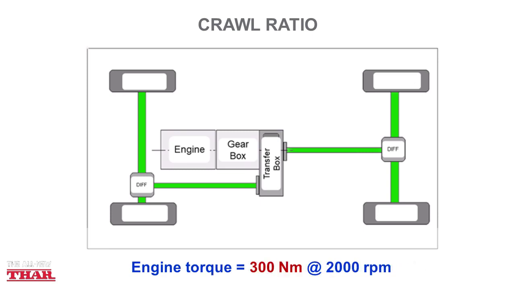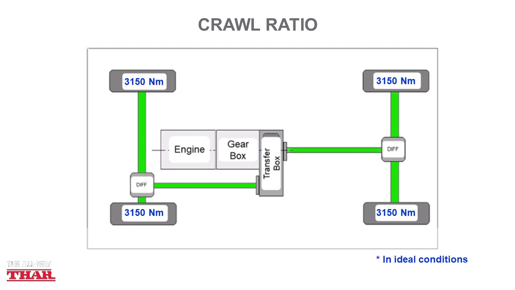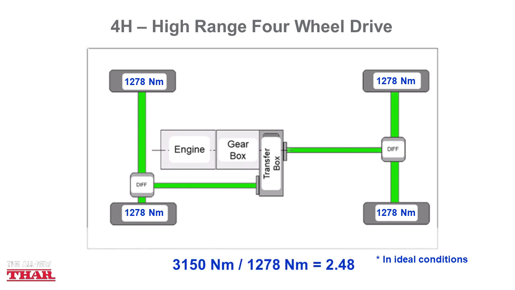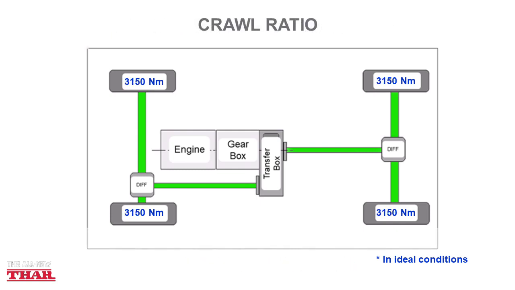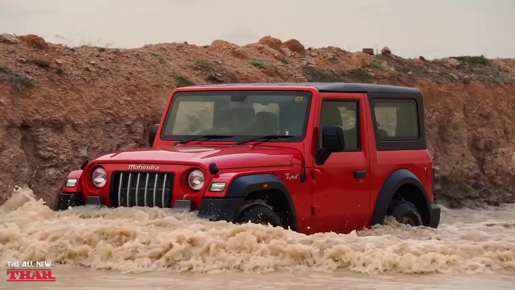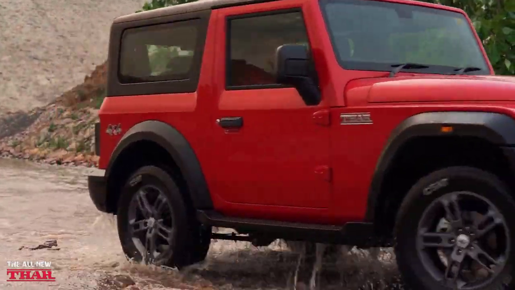Say an engine produces 300 Nm of torque at 2000 rpm. Multiplying this by the crawl ratio gives 12,600 Nm. In ideal circumstances, where the torque is split evenly to all four wheels, we get 3150 Nm at each wheel. By comparison, in 4H, we only get 1278 Nm. That is 2.48 times less. You may say this is a lot of torque, which it is. But once you factor in large diameter four-wheel drive wheels, working on demanding terrain or say hauling a heavy vehicle, you need as much torque as possible.